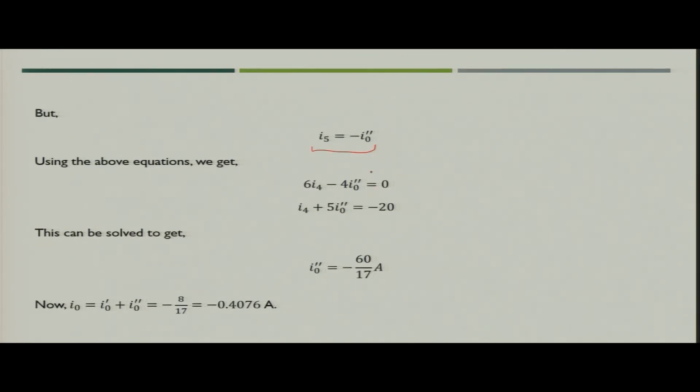When we put the value of I5, you will get these two equations, and when you solve, you will get I naught double dash as minus 60 by 70 ampere. You just add the values, and you will get the final value of I naught, that is minus 0.4076 ampere.